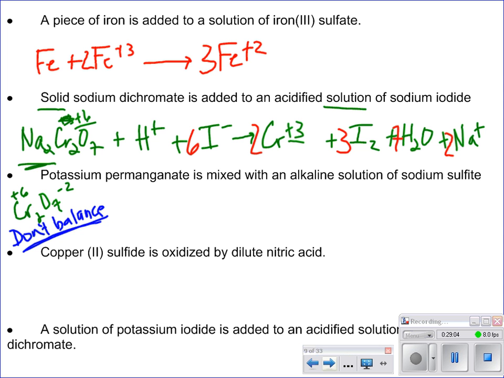All right, potassium permanganate, it doesn't say, so we're going to assume a solution. What do we write? MnO4 minus is mixed with an alkaline. What does that mean? Basic. So what does it mean to be basic then? Hydroxide's added. Solution of sodium sulfite. What am I going to write? Solution, SO3 minus 2. I'm not even going to put the sodium in there.